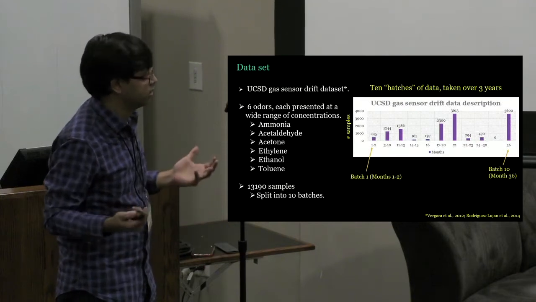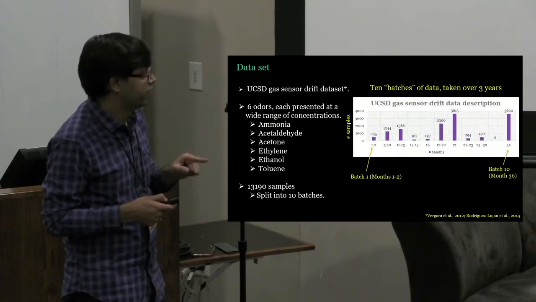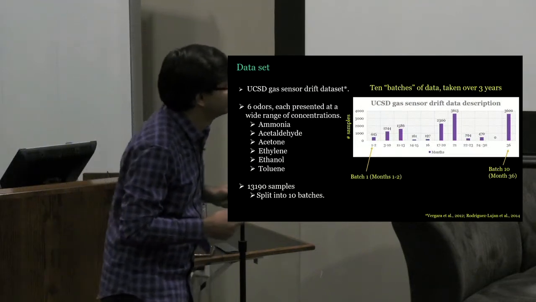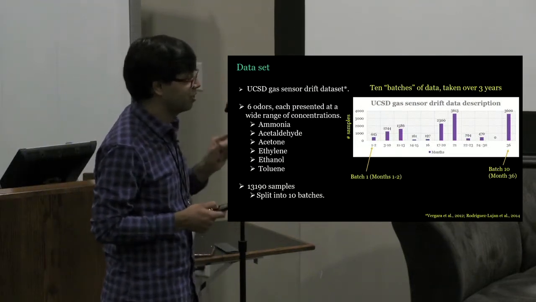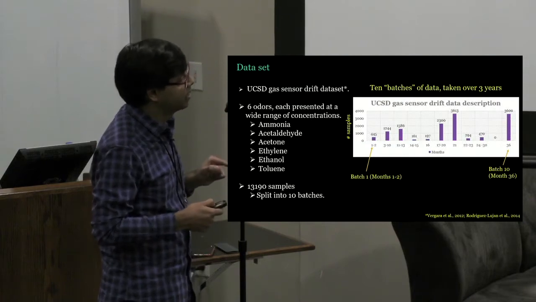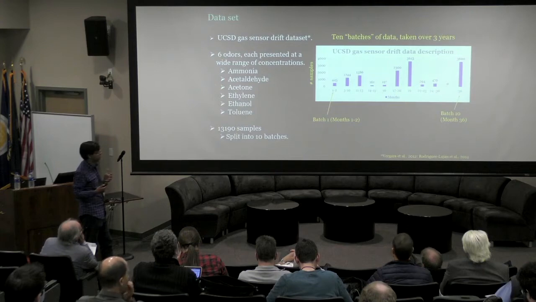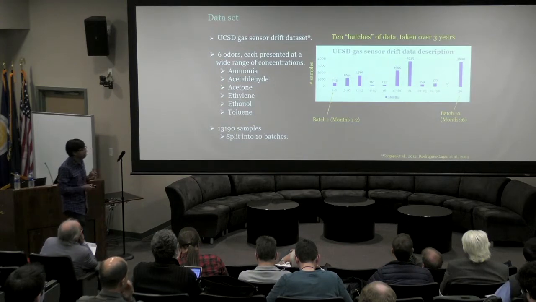So it has been split into batches. Now, this batch is different from batch learning and deep learning, so don't mix that up. Batch 1 comprised recordings from the first 2 months, batch 7 comprised recordings from the 21st month, and batch 10 comprised recordings from the last month, and that was done after the sensors were actually allowed to contaminate.